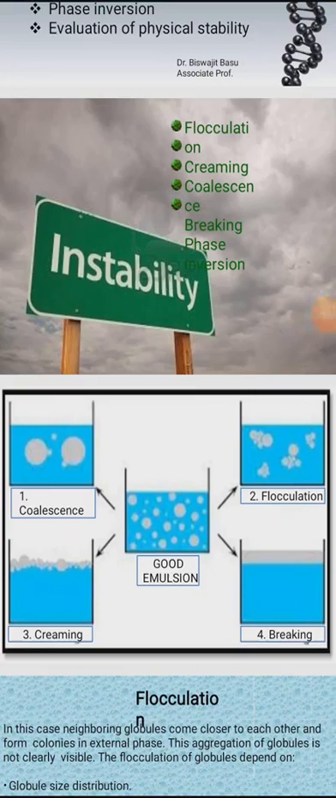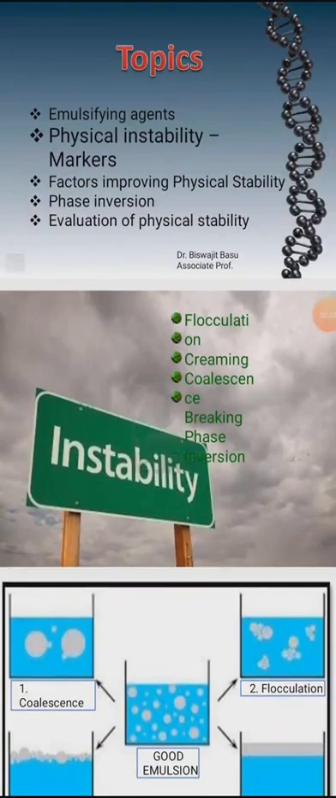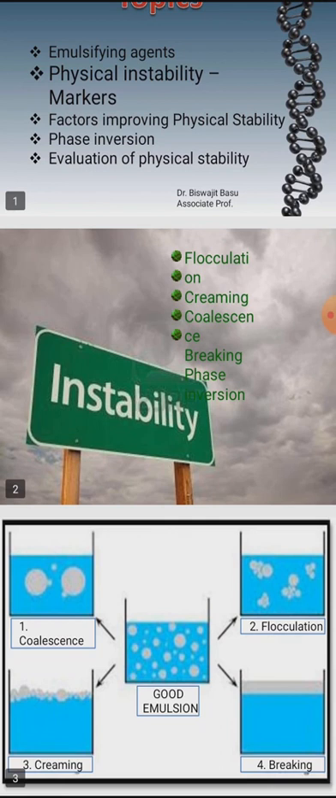Hello students, today we will discuss one important topic of the emulsion chapter, that is physical instability marker. Before going to that topic, first you have to know what is emulsifying agent. Then we will go for the physical instability markers one by one. So what is emulsifying agent? Emulsifying agent is nothing but that which is used for preparation of emulsion.